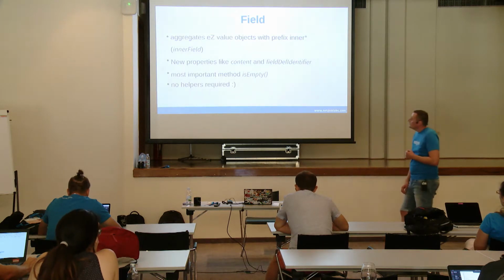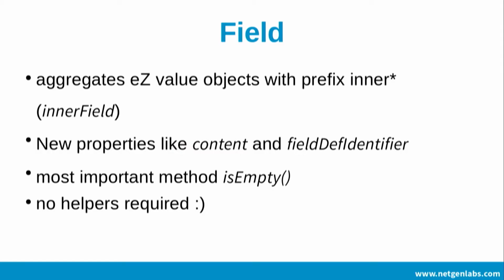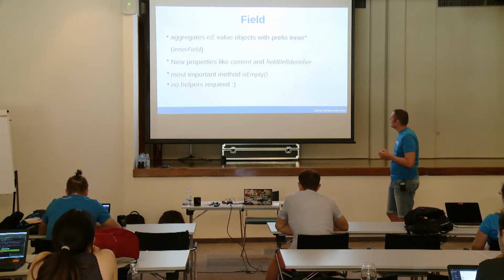Then we have the field value object. Again, it aggregates the inner field. Of course, it's got new properties. Again, we have a content. So, for example, you have a field, and you can access the content from the field that is in that content, actually. So it's a pretty neat trick.